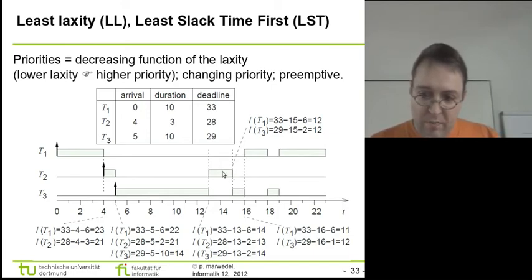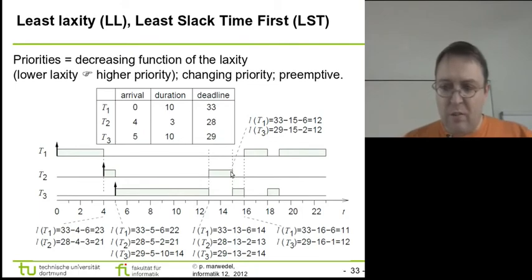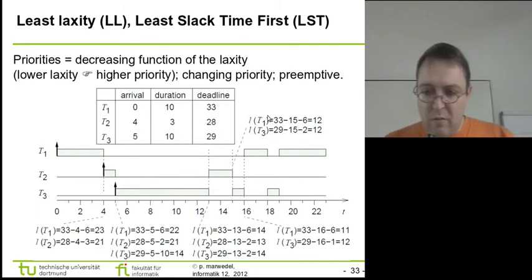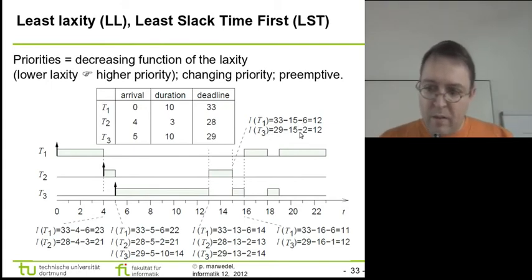and again we check what's happening, and T2 can now execute its 2 remaining time units, and then it's finished. So when T2 is finished, we only have T1 and T3 left, so we recalculate the laxities for T1 and T3. Now in this case, the laxities for T1 and T3 are equal. They are both 12, so we choose one of these tasks, in this case T3.